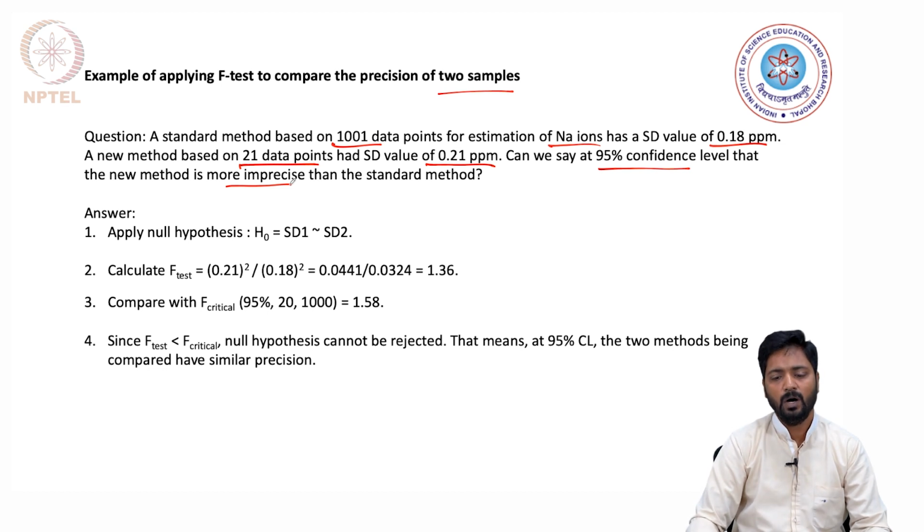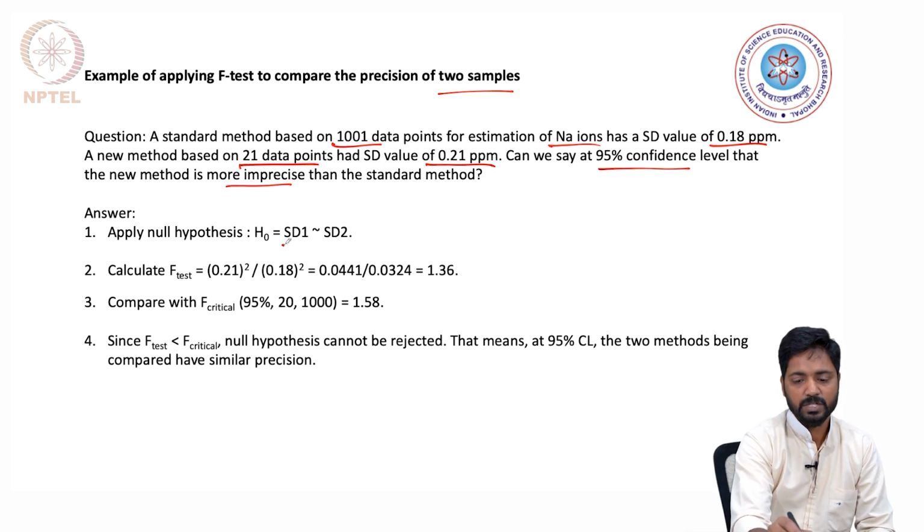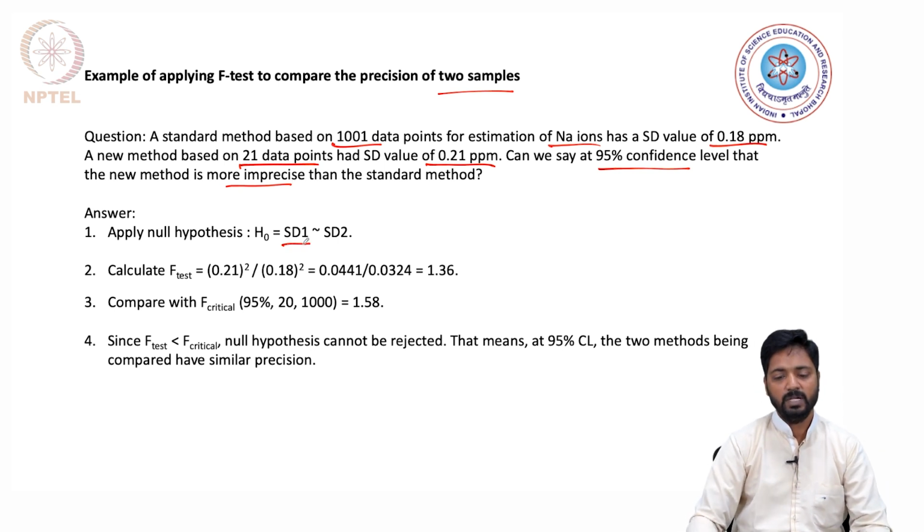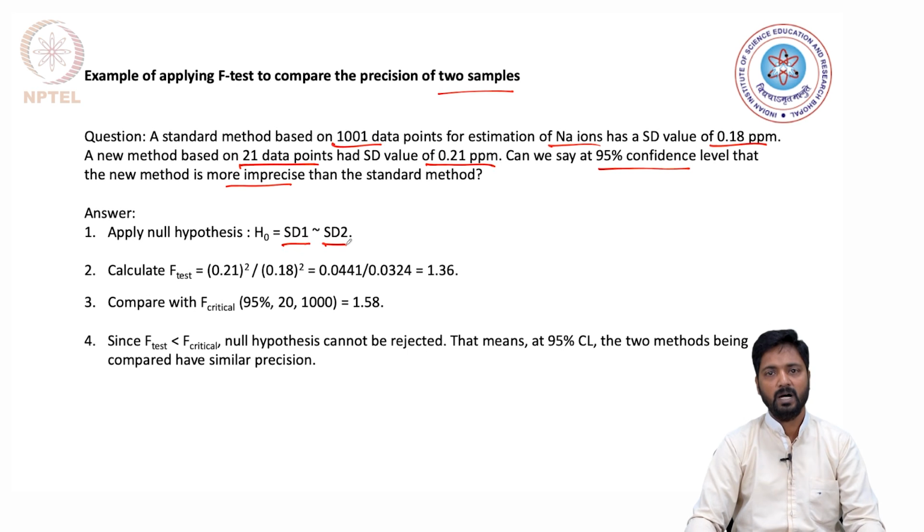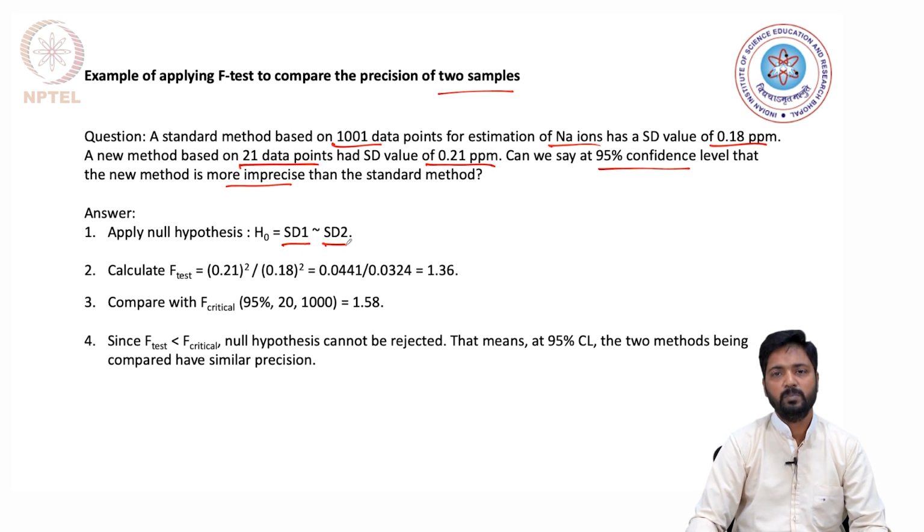So how we approach this problem is that we first apply the null hypothesis, and the null hypothesis presumes that the standard deviation for the reference and the test methods are similar. That means the two methods are indeed similarly precise in giving their results with regards to the sodium ions present in the samples being analyzed.